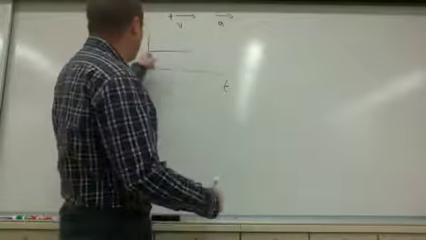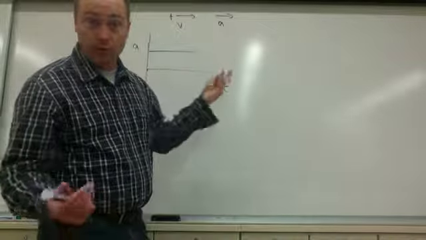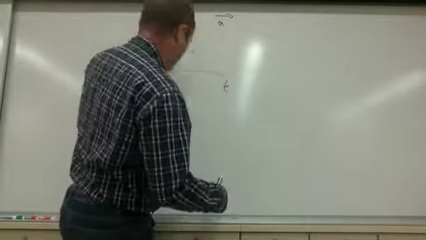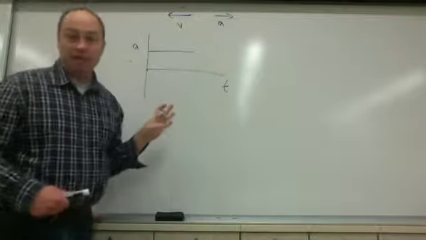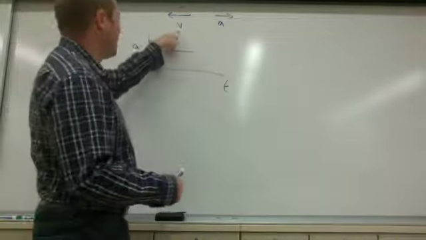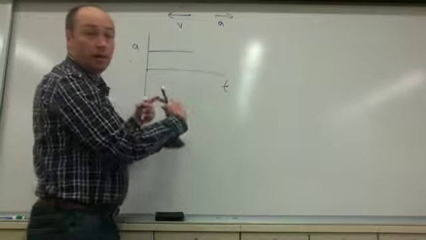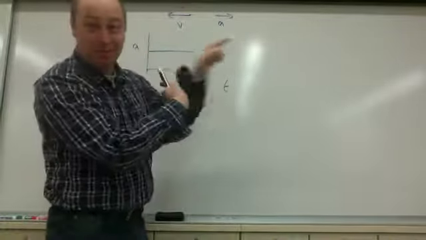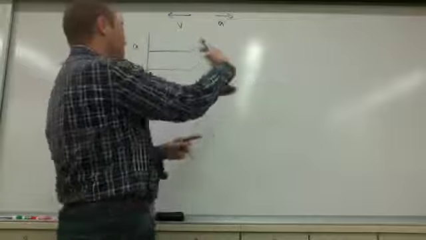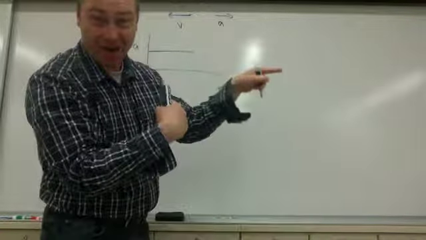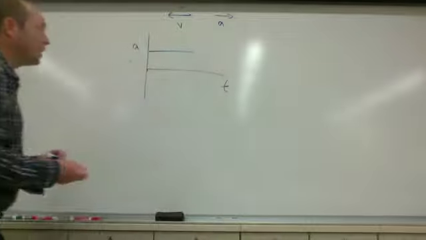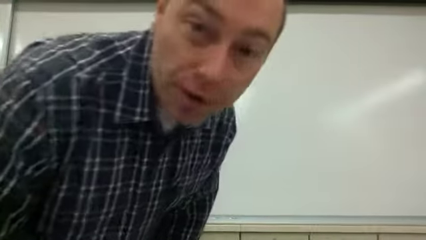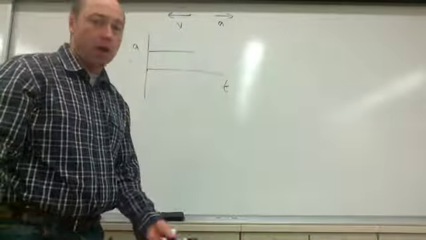So it could be I'm moving forward, speeding up. But if my velocity is negative, I'm moving this way, but over time my velocity is becoming more that way. If I'm moving this way and I'm becoming more that way, what does that mean? Oh, that means I'm slowing down. But again, the key is to understand. You're not going to memorize.